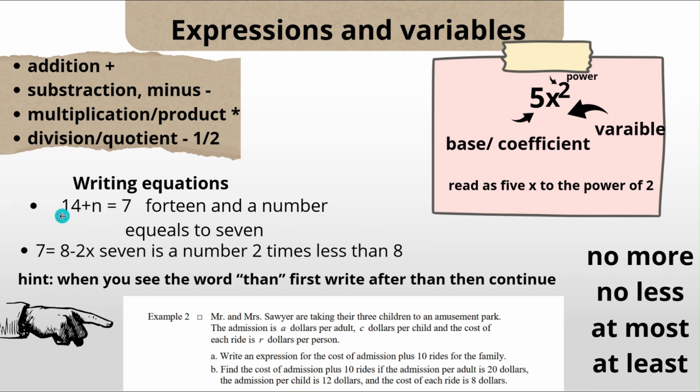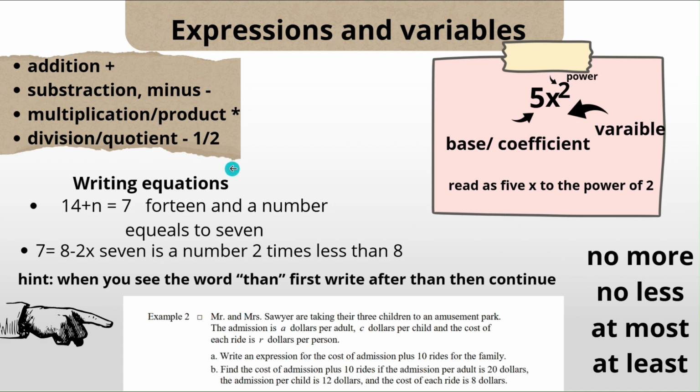For instance, let's look at this. 14 plus and equals to 7. That means that 14 and a number equals to 7. So whenever you see "and", you gotta just add them up, because you are getting one thing, and by saying "and", you are getting another thing and adding these two things. That's why you add them up.